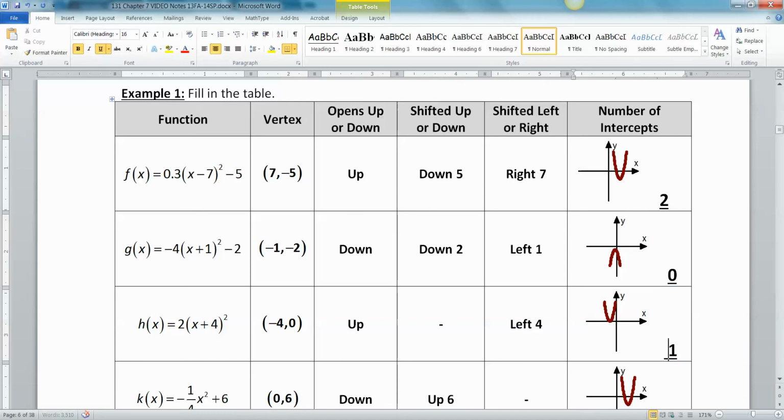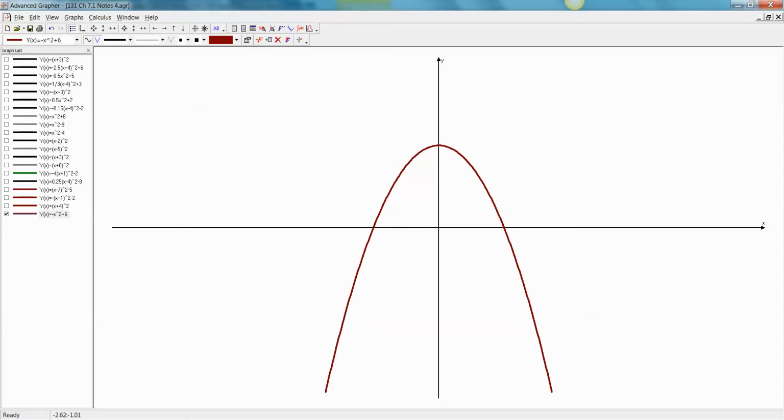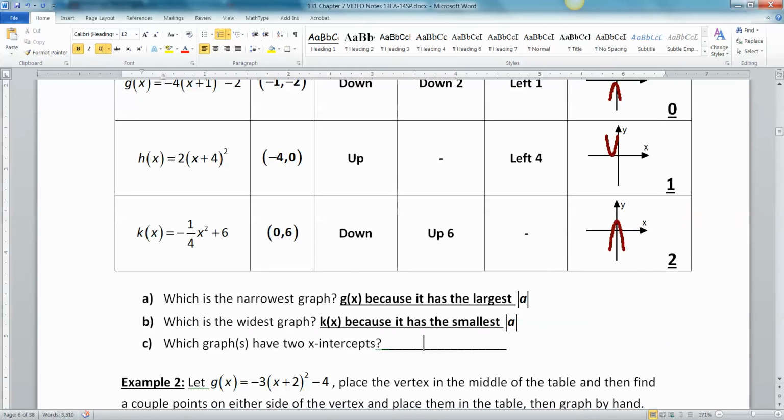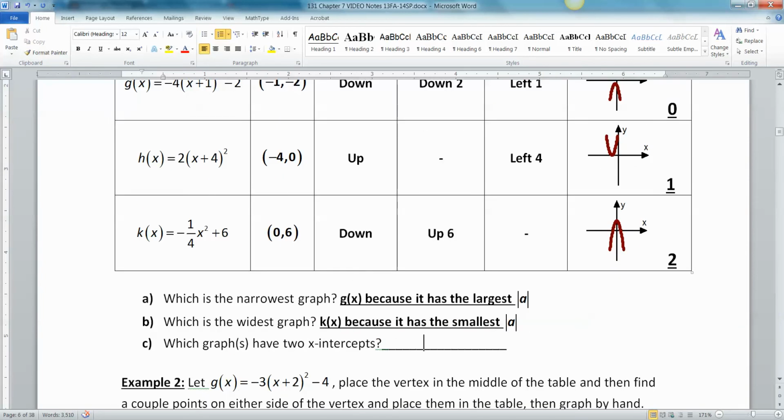All right, and then the last one has been shifted up, but it's facing downward. Hold on. That would look like this, right? So it's shifted up, but it's facing downward. Or if you want to see a better picture, right here, it'll look like that. Okay, so if that's the case, then you have two intercepts again. You've got one on the left side, one on the right side. So it's sort of a trick question, not really, but there's two graphs that have two x-intercepts. The first one, f of x, and the last one, k of x.